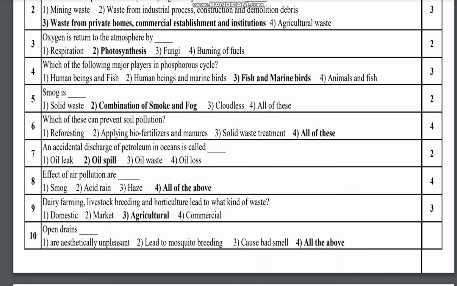Question number 4 is which of the following major players in phosphorus cycle, that is fish and marine birds. Question number 5 is smog is combination of smoke and fog.